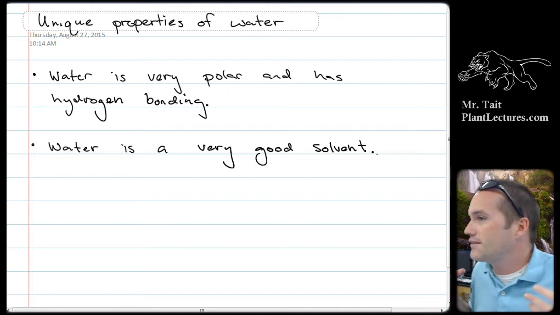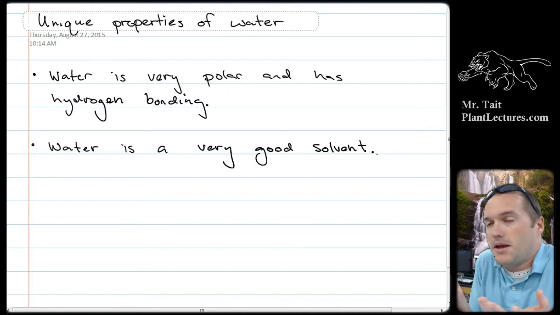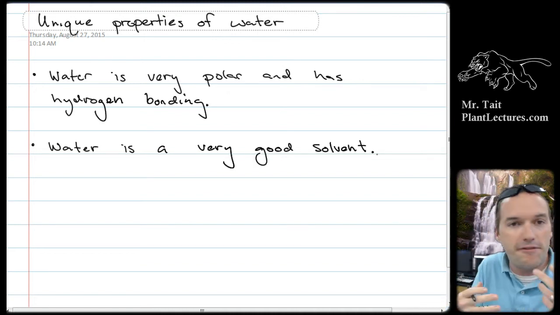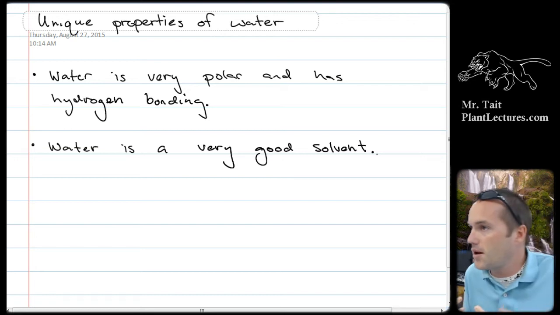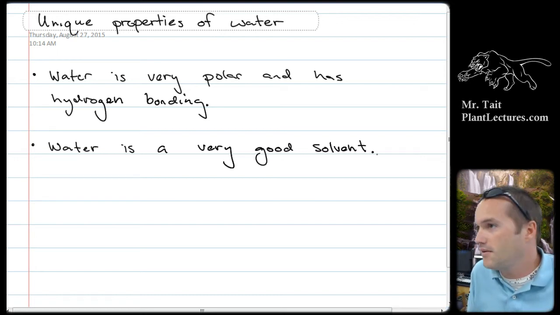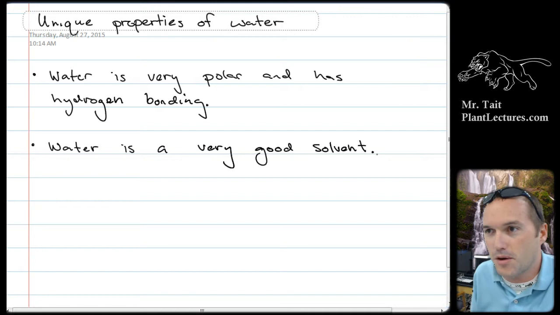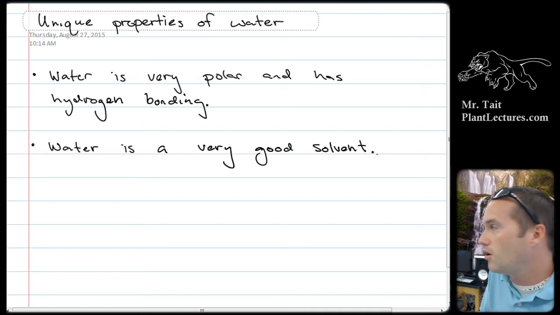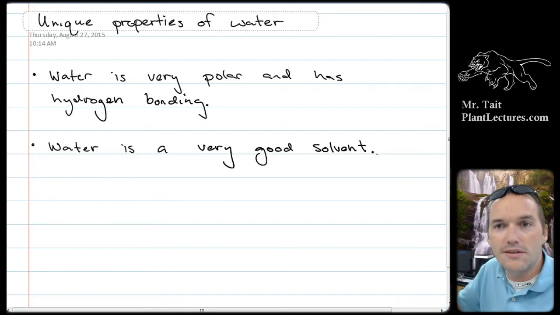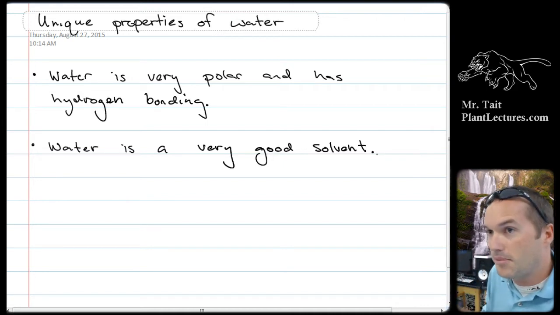Because if you look at something like our blood, the main job of our blood is to carry stuff from one part of our body to another part of our body. Well, what's your blood mostly made out of? It's mostly water. Some people say it's mostly red blood cells. That's not true. It's mostly water. And the reason why it has to be mostly water is because the water is needed to carry all the stuff around your body. Because it's a really good solvent.